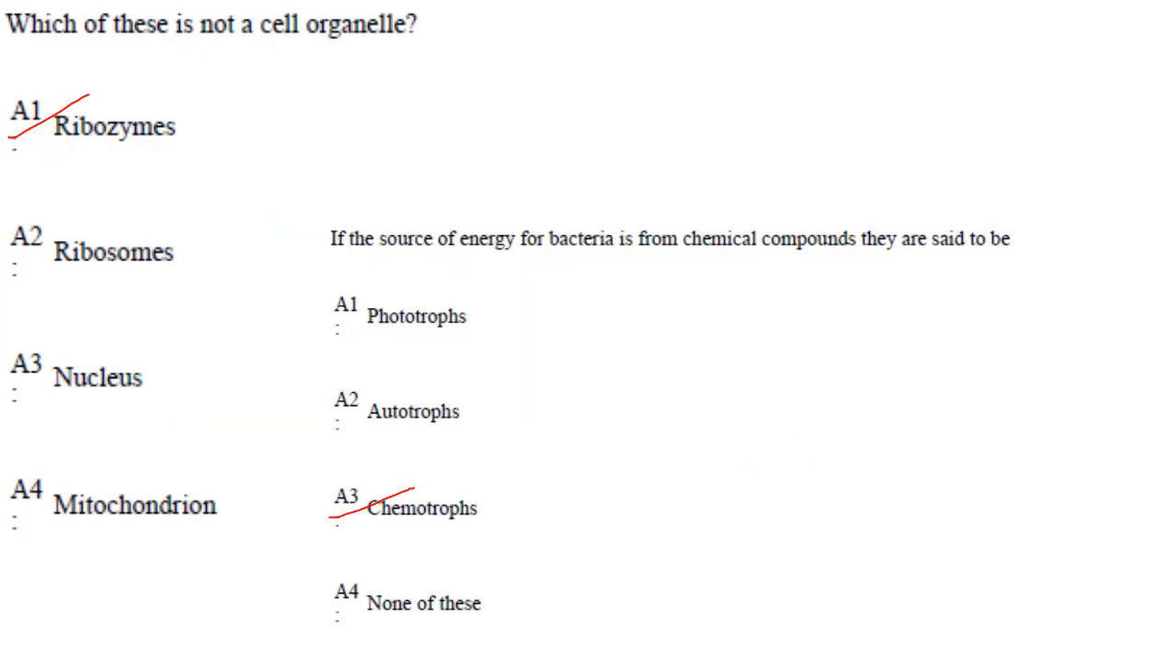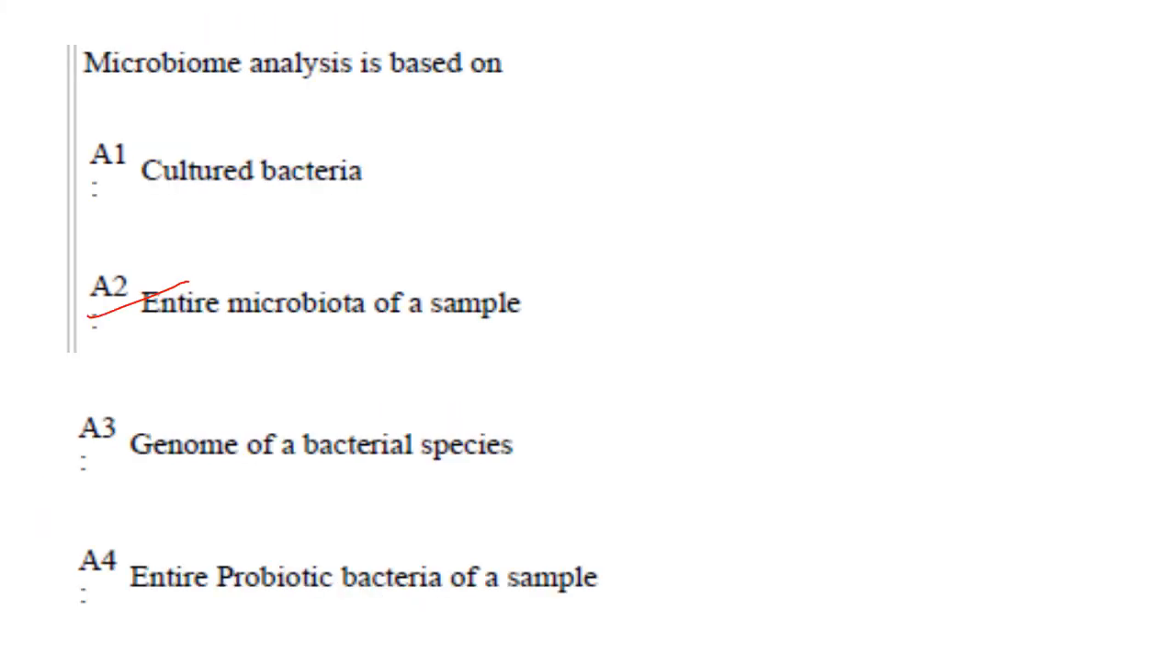Then next one. Which of these is not cell organelle? Ribosomes. Yes, they are catalytic RNA molecules. They are not cell organelles. First one is the answer. If the source of energy for bacteria is from chemical compounds, they are said to be chemotrophs. Answer is option. Next one. Microbiome analysis is based on. It is based on entire microbiota of a sample. Answer is option 2.